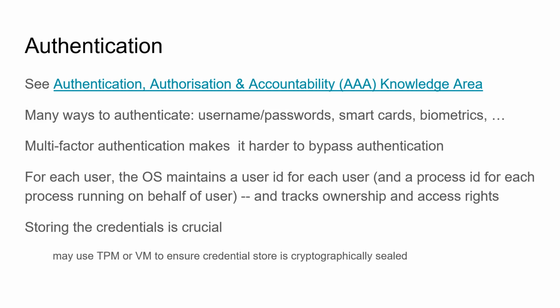However we authenticate ourselves, the operating system will then maintain some identifier for each user, okay, and also a process identifier for each process that runs on behalf of the user. And in the running of these processes, it will track the ownership and access rights.